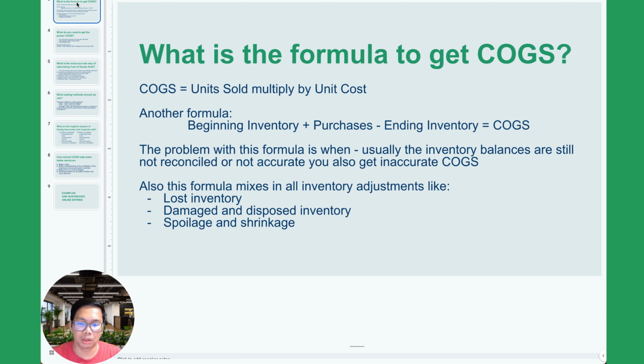Now the problem with this formula is that when the inventory balances are not yet reconciled, not accurate, or not yet updated, you will get an inaccurate cost of goods sold. This computation relies on the balances of the inventory, so when the inventory is not accurate, the cost of goods sold computed is also not accurate. Another thing is that this formula mixes in all inventory adjustments like lost inventory, damaged inventory, disposed inventory, spoilage, shrinkage, or expired products. So we always prefer using units sold multiplied by unit cost, and the other inventory adjustments will be accounted for separately.